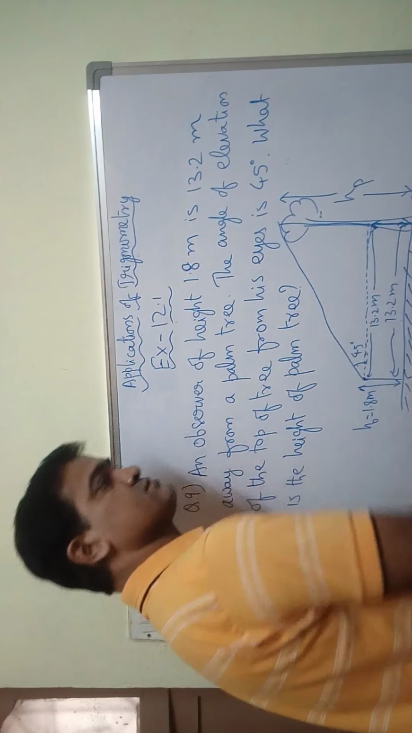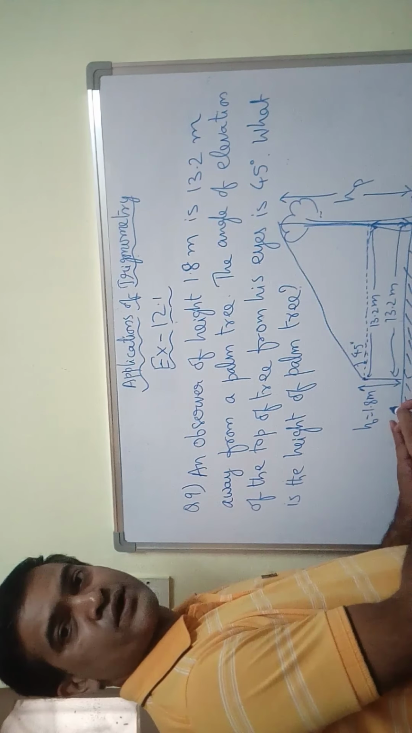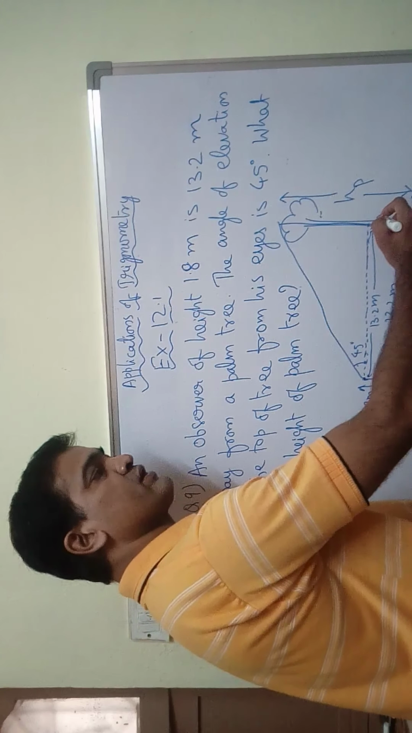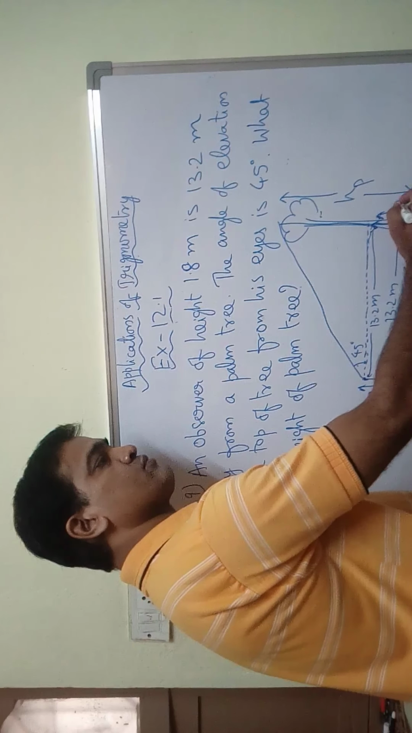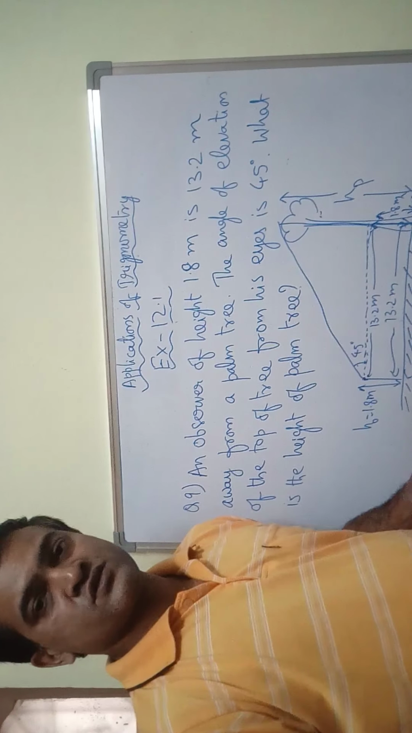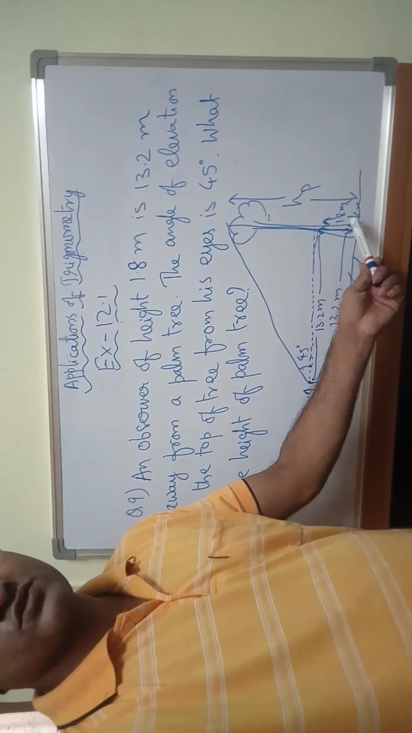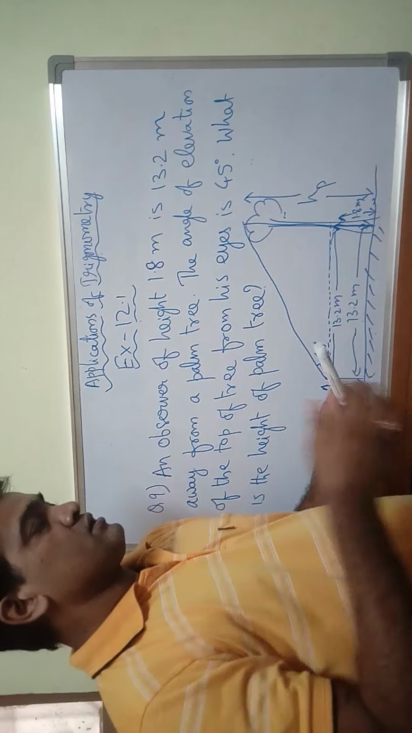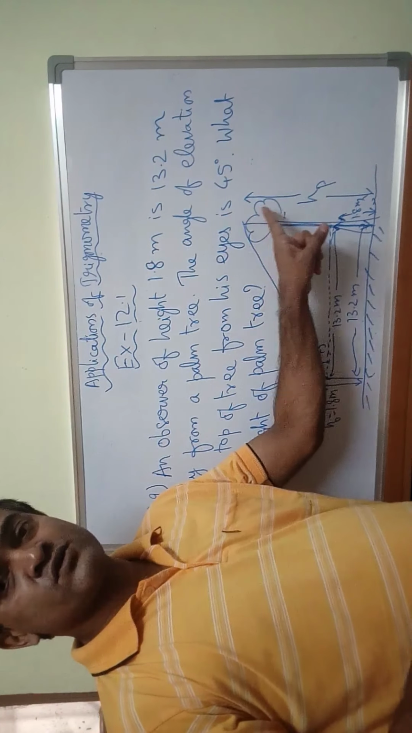So what is this height? If you look at the height of the observer, which is nothing but 1.8 meters, the same height here I can take. This is also 1.8 meters. This height is also equal to 1.8 meters. I think this is visible. So this is also 1.8 meters. So here you need to find out the total height of the tree.